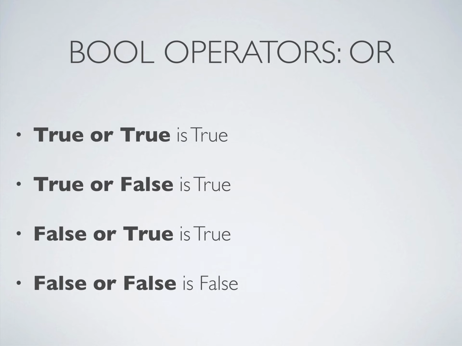Alright, and then "or." The rule with "or" is that it's only false if they are both false. So if they're both true, you get true. If you have true or false, or false or true, you're also going to get true. So if either one is true, you'll get true back. Again, the only way you get false with an "or" is if they are both false.